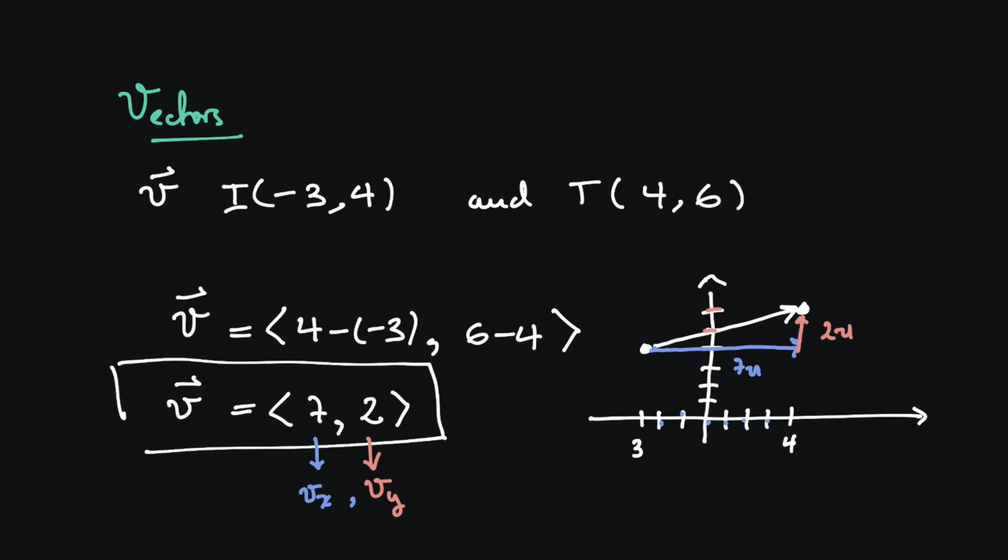Now, let's do a different example. Let's suppose that we have a vector 3, 7 in component form. And the initial point, it's 2, 4. What will be our terminal point?